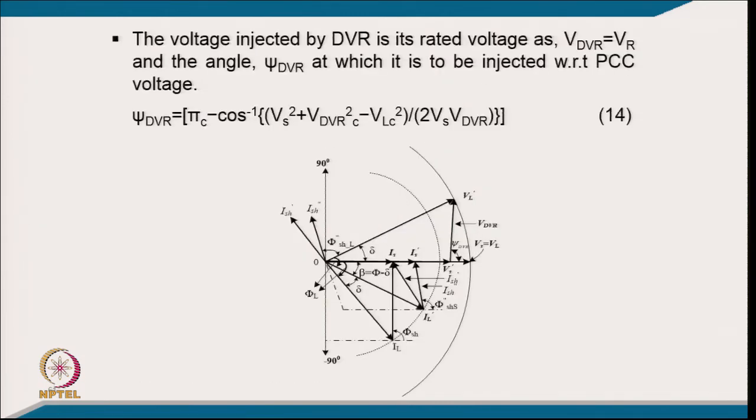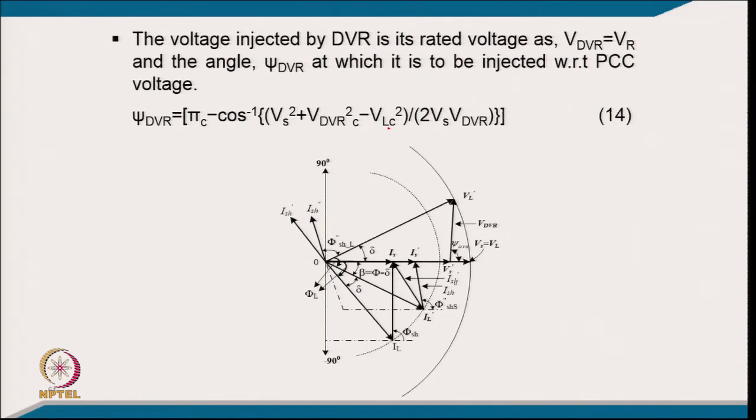So the voltage injected by the DVR is rated at voltage V DVR, and the angle phi DVR at which the voltage is injected can be calculated as phi DVR equal to pi minus cos inverse of (Vs squared plus V DVR squared minus VL' squared) divided by (2 Vs V DVR).